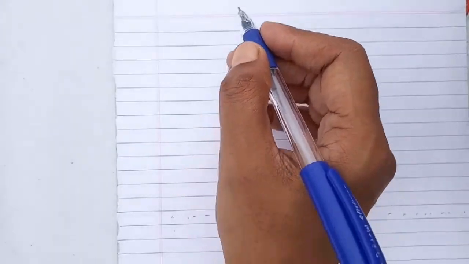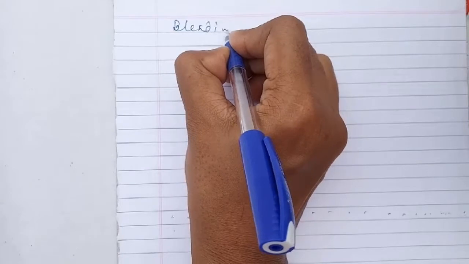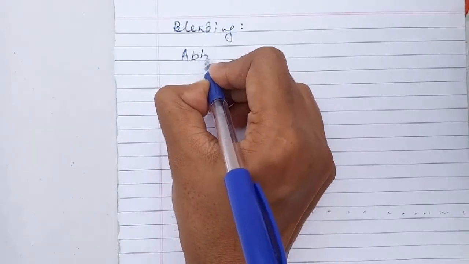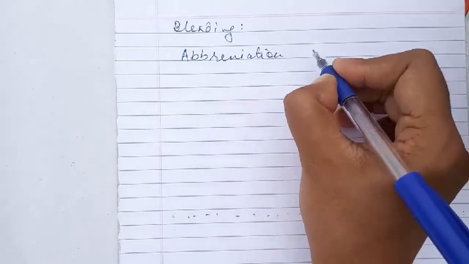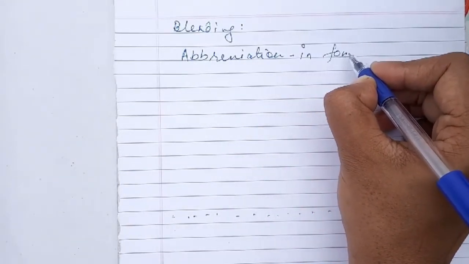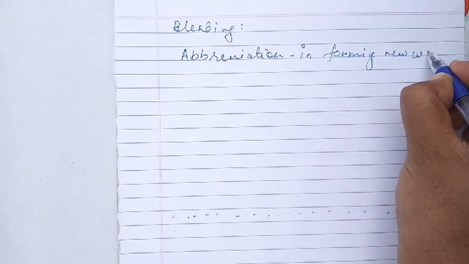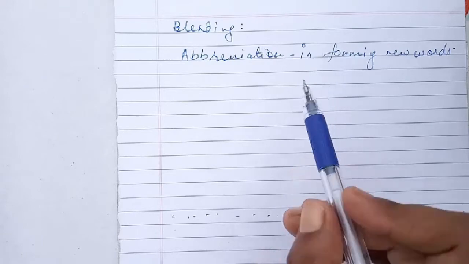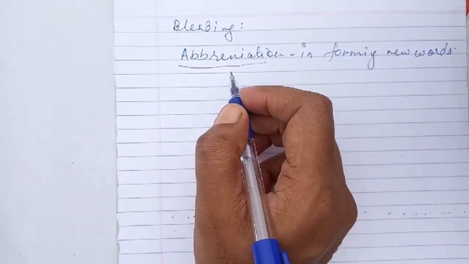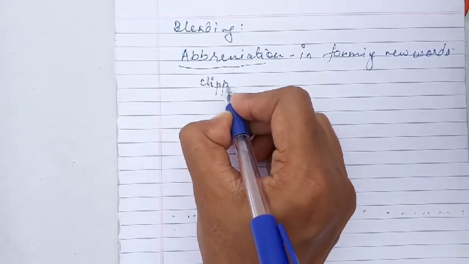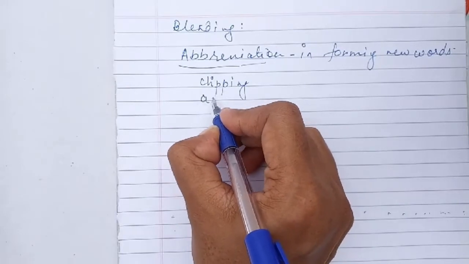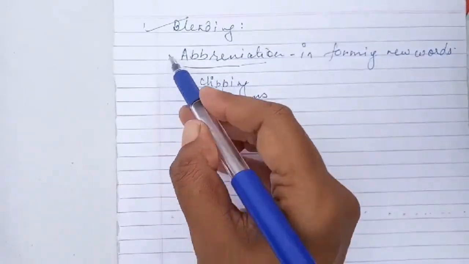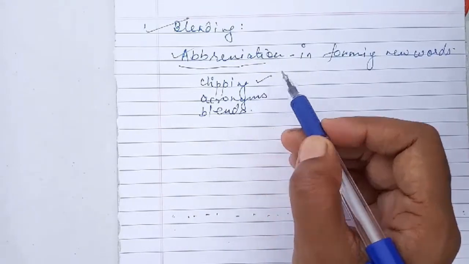Our next method of word formation is blending. But before understanding this blending method of word formation, we will understand the use of abbreviation in forming new words. Abbreviations involve shortening a word. Abbreviation is done in three forms: clipping, acronyms, and blends.